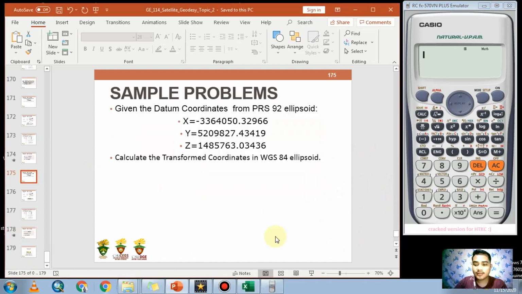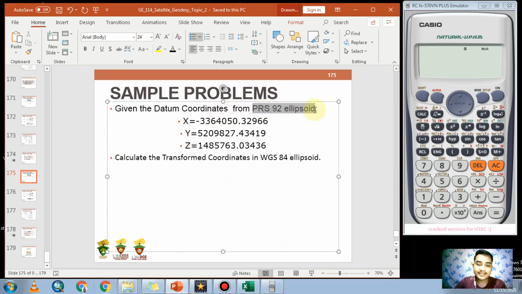So another transformation of datum problem, no? So given the datum coordinates of PRS92, which is kani x, y, and z, calculate the transform coordinates in WGS84. So vice versa na punta, no? Vice versa from PRS to WGS84. No? So kani ang PRS atong kuhaon ang WGS.